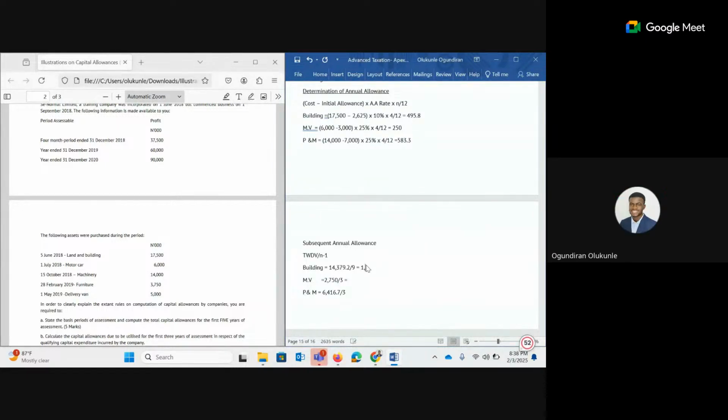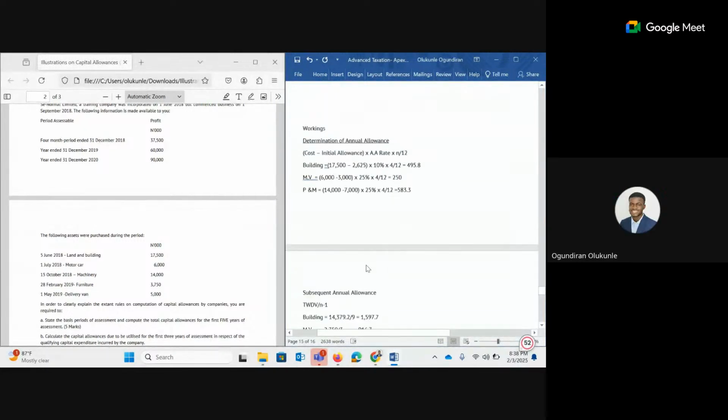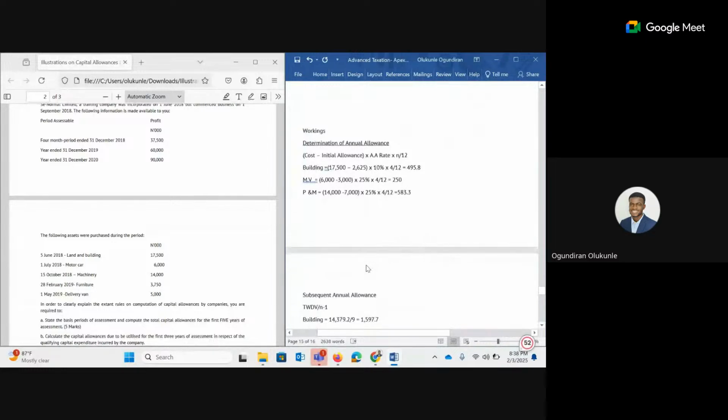1597.7. The next, plant and machinery: 916.7. Then the next one: 2138.9. All right, so let's just bring those figures here.